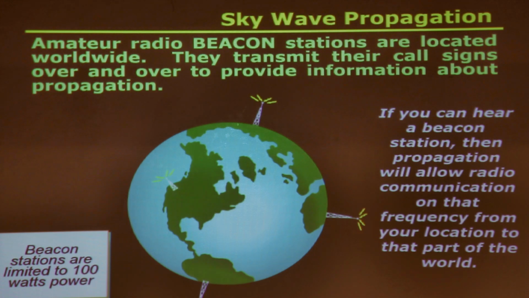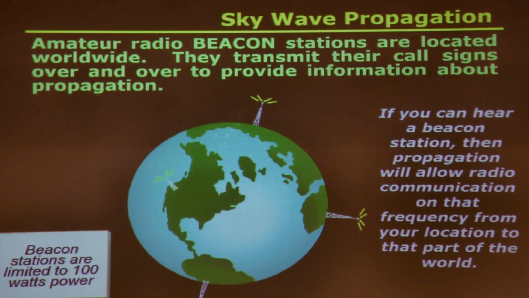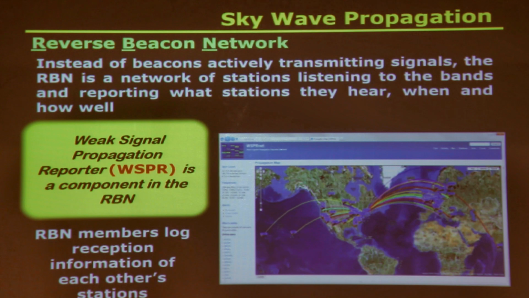The reason they cycle that is so that, rather than having them scattered over a bunch of frequencies, they kind of share a frequency, so not everybody transmits at the same time. That's the whole idea of that. And each amateur band has these? Yeah. Now there's something called the reverse beacon network.